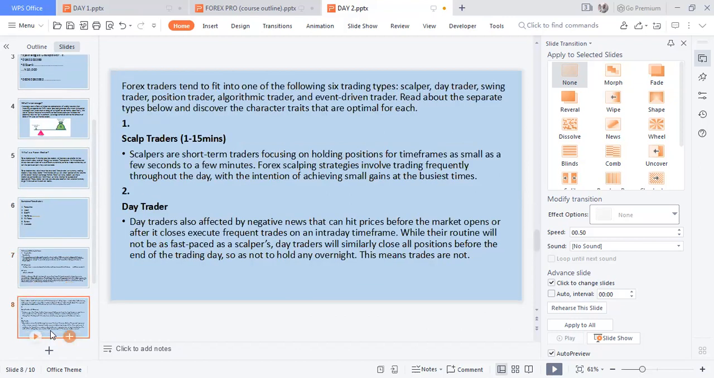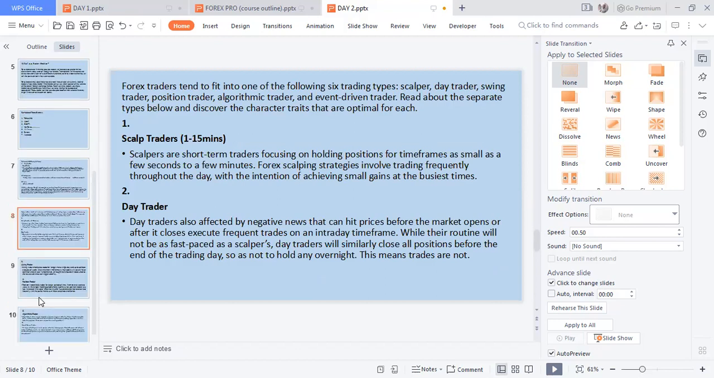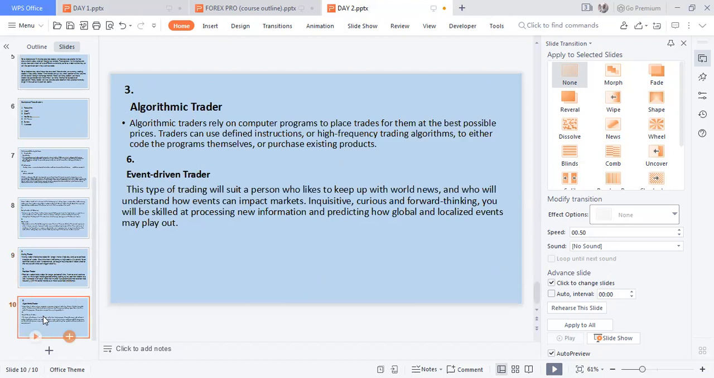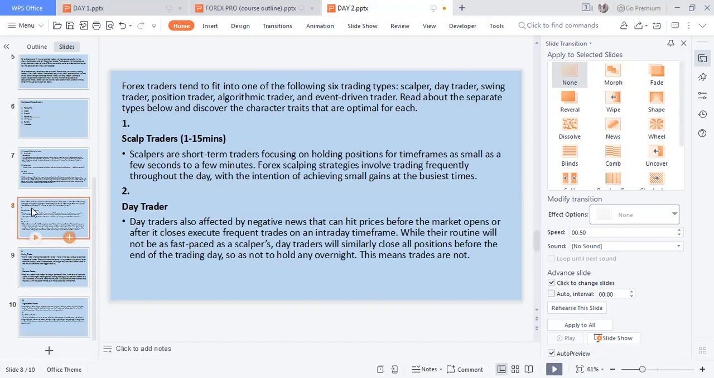Types of traders. We have scalp, day, swing, position, algorithmic, and event-driven traders. A scalp trader is a trader that trades from a few seconds to a few minutes. A scalp trader hates leaving trades in the market for a very long time. A very good example of a scalp trader, I'm one. I like to trade, take my profits, and leave. I don't like to spend so much time, and it could be frustrating.